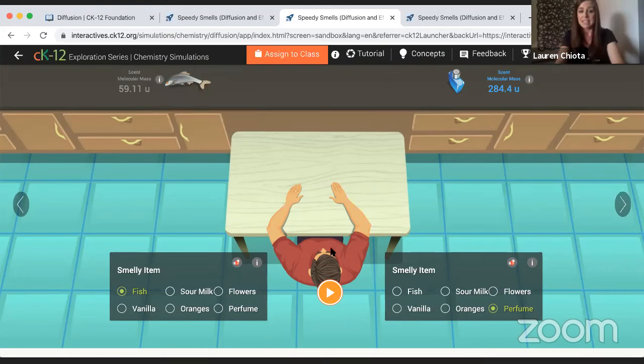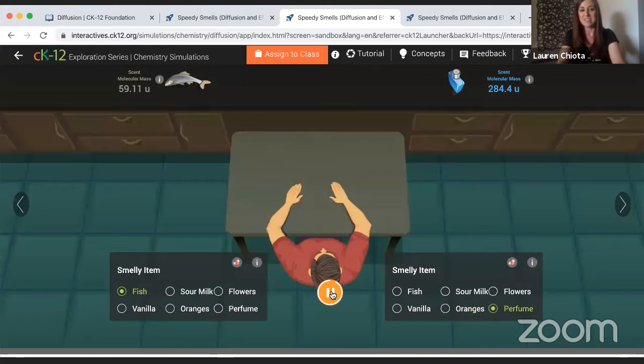And in the case here, this individual is going to be our tester who's going to sense one of these before the other. Before I start the simulation, I wanted to make a prediction, thinking about what prior knowledge you might have and maybe your understanding of molecular masses, and which one you think will diffuse across the room quicker for this individual to sense. And so we're going to test this now through our Speedy Smell simulation.